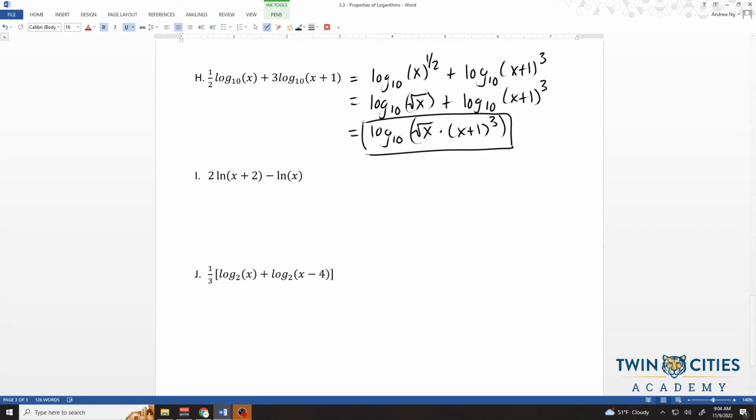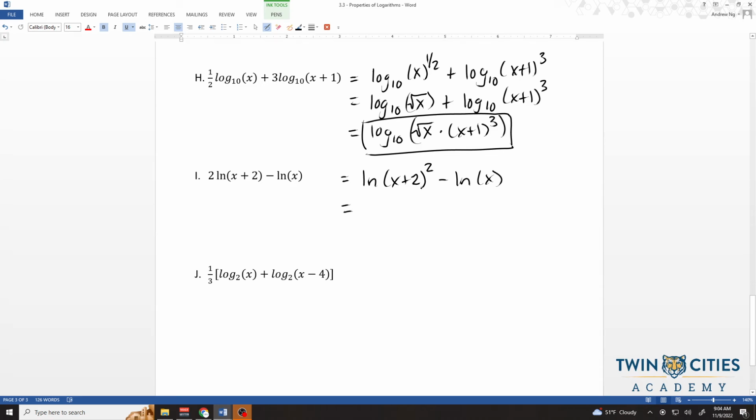All right, two more. I've got 2 times the natural log of x plus 2, and I'm subtracting the natural log of x. This coefficient again, I can bring over and make it a power, so let's do that first. This is the same as the natural log of x plus 2, and then take this 2 here and bring it over, so this x plus 2 is to the power of 2, minus the natural log of x.